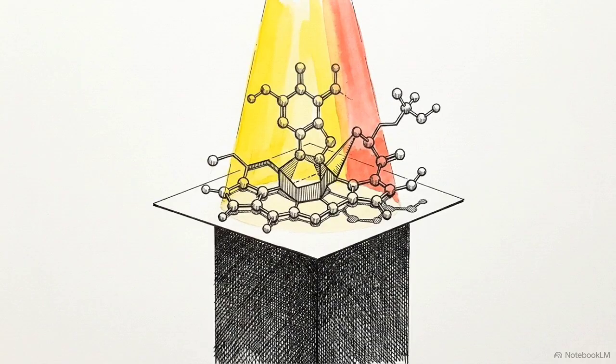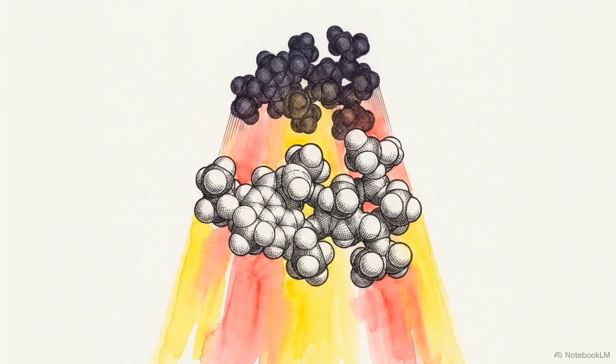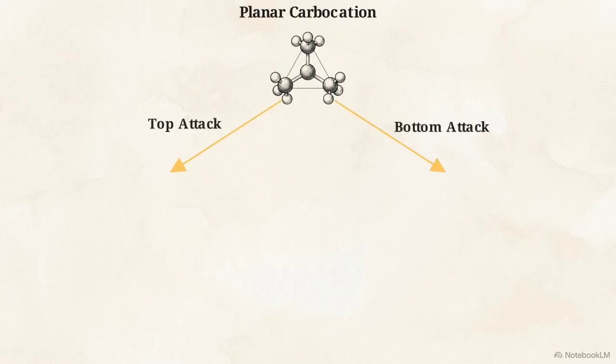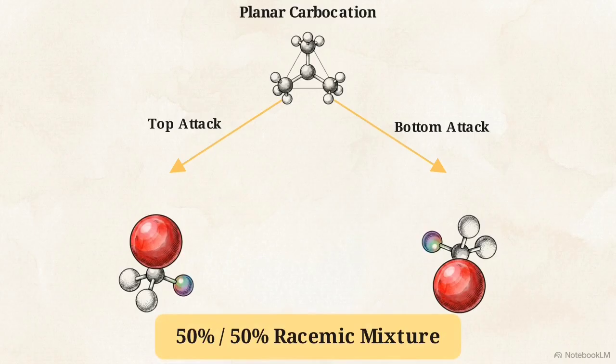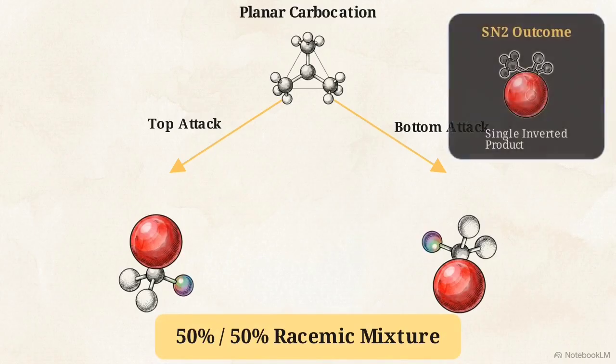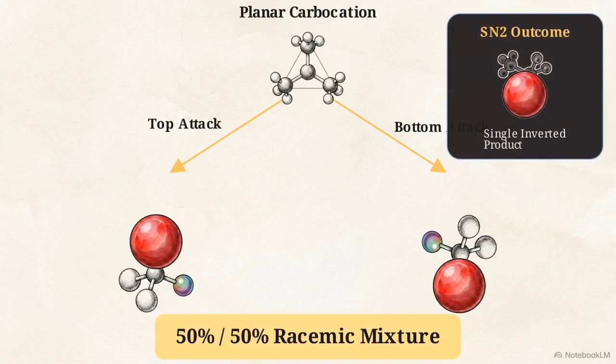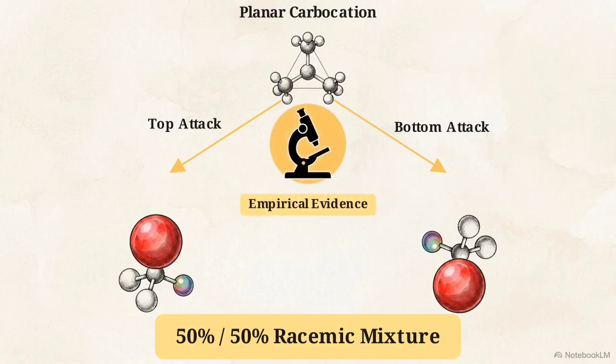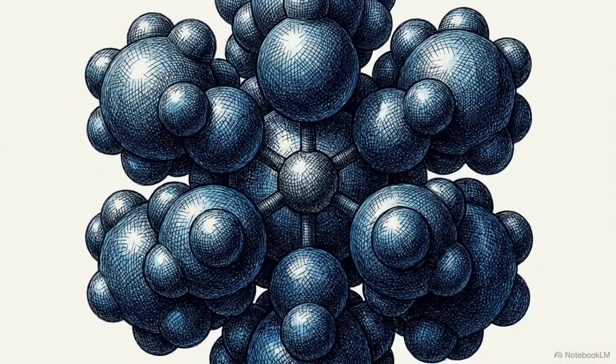If the nucleophile bonds from the top, it produces a molecule with one specific spatial orientation. An attack from the bottom produces its exact mirror image. The result is a perfect 50-50 split of mirrored molecules, a racemic mixture. This contrasts with SN2, which always produces a single inverted orientation. Detecting this mixture provides empirical evidence that the reaction proceeded through a flat intermediate.